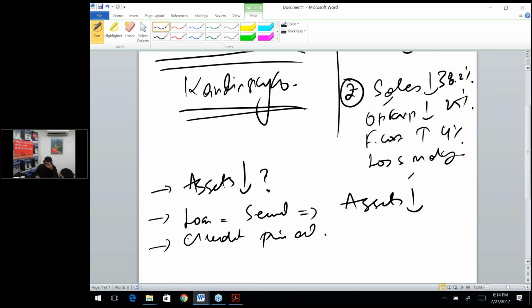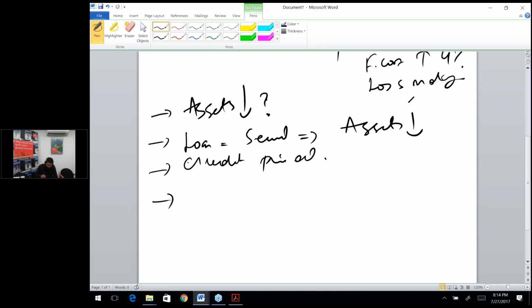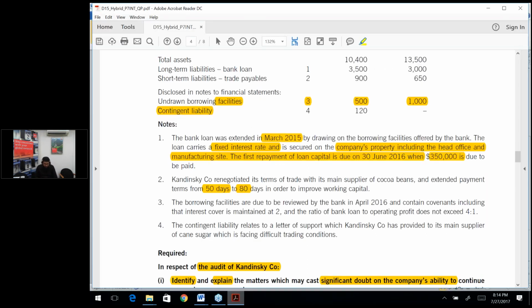You need to wait a bit. I'm going to come to the overall issues, but I'm just reading the question. That's why I'm trying to summarize things. The next one of them is disclosed in the notes to financials. So these are actually the two disclosures.